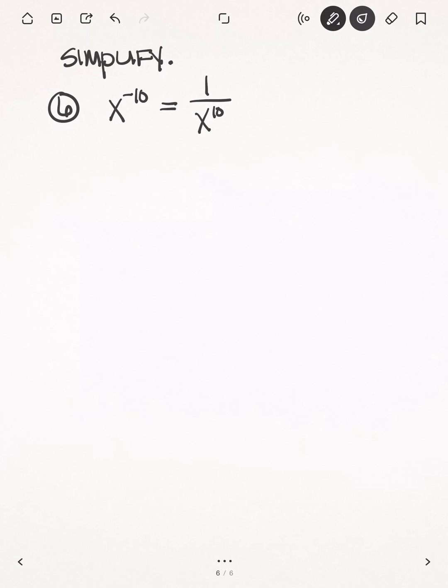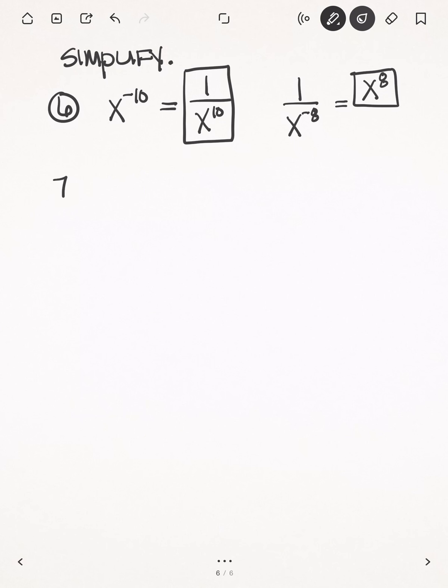So to get rid of a negative exponent, if it's on top, you move it to the bottom and make it positive. If it was on the bottom, you would move it to the top and make it positive. For example, if I had this 1 over x to the negative 8, if I wanted to get rid of that negative exponent, I would move it to the top and make it positive. And that's all there is to it.